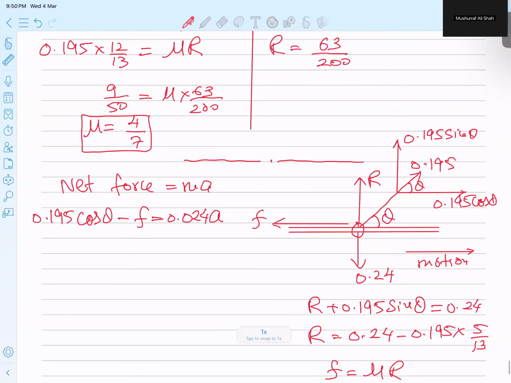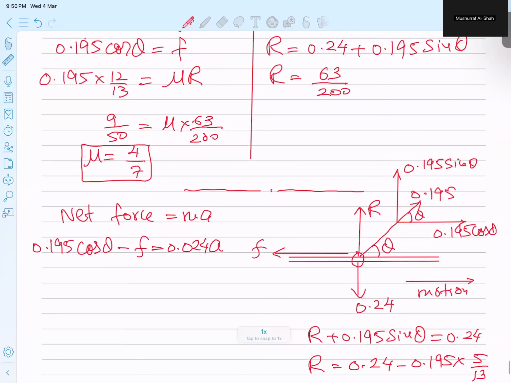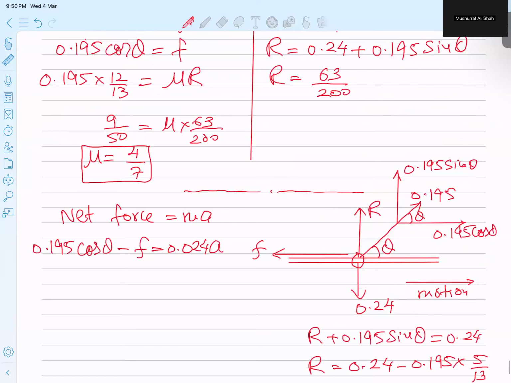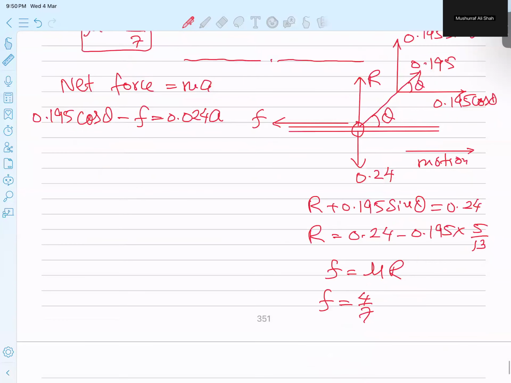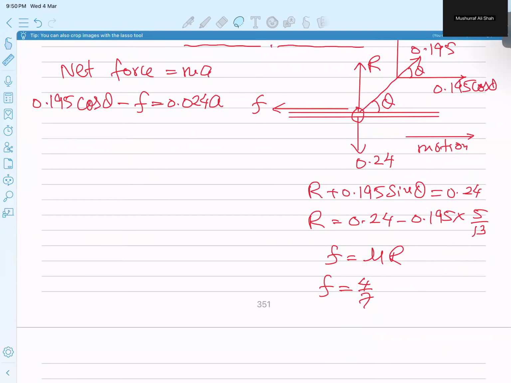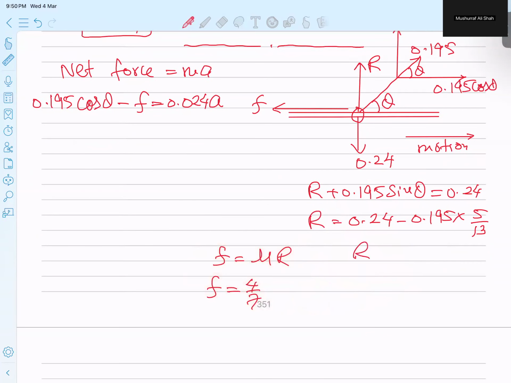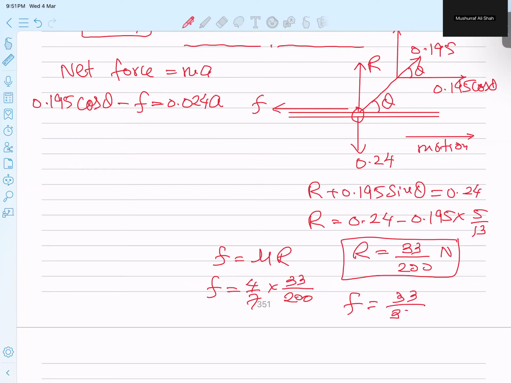friction force is 633 over 200. So friction force, sorry, R, not friction force, sorry, R value I'm getting here is 33 over 200. So this is R in Newtons, I got it, and this value I plug in here. So when I plug in 33 over 200, I can find out the friction easily. So multiply by 4 divided by 7, and I got 33 over 350. Friction force, I got it, in Newtons.